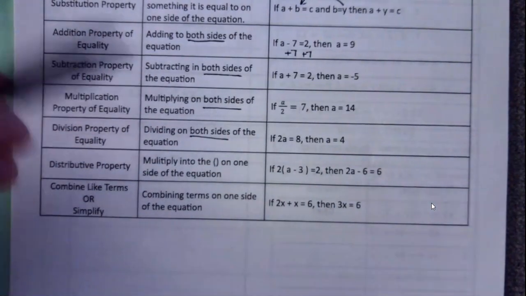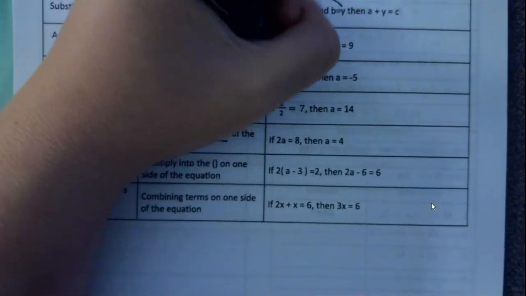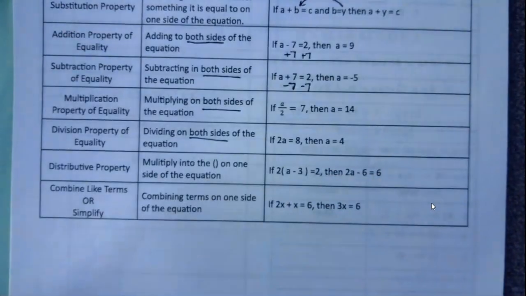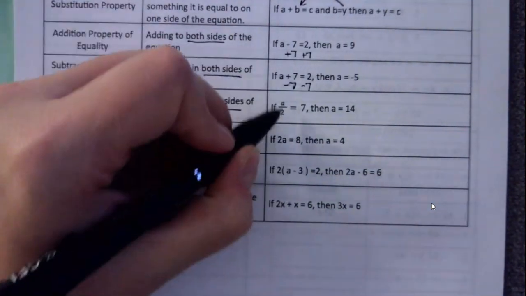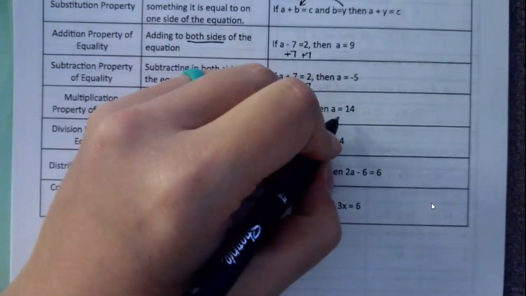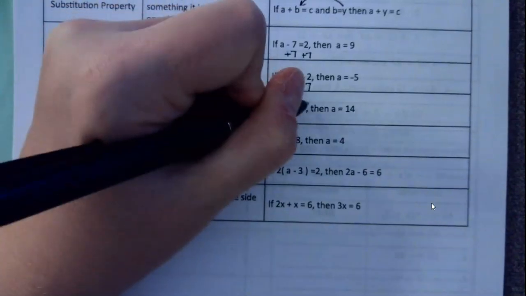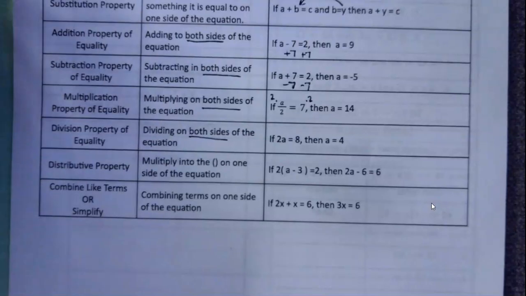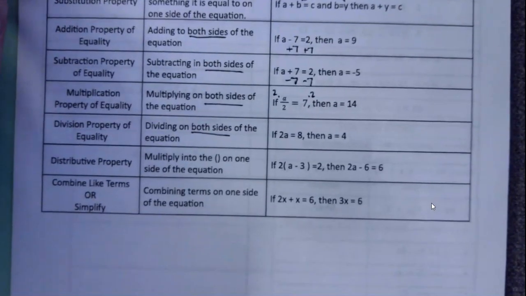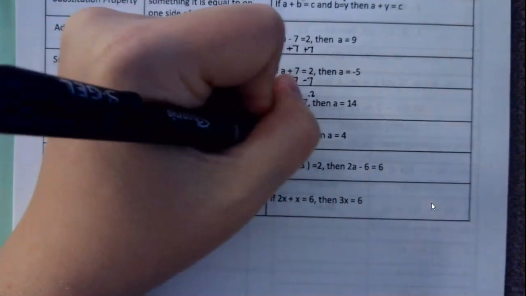All right? Subtracting. If I subtract 7 on both sides of the equal sign, I know it's subtraction property of equality because you're subtracting on both sides. Multiplication. Oh, we've got a fraction here, but all of a sudden, we no longer have a fraction. How do you get rid of that fraction? You multiply by 2 on both sides of the equation to get A equals 14. All right, and then division is dividing on both sides of the equation. So divide by 2 here, divide by 2 here, you end up with A equals 4.